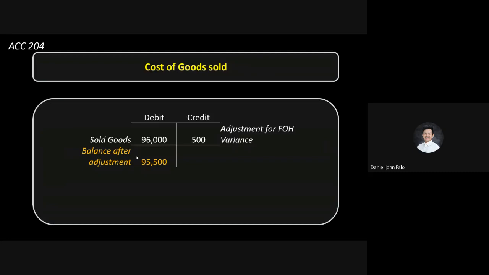The factory overhead variance is not always deducted from the cost of goods sold. It may be added. In this case, it is over-applied factory overhead, so we're going to deduct the 500 pesos. But if the factory overhead is under-applied, it means the actual is higher than the applied factory overhead, so you're going to add the factory overhead variance. But in our case, it would be deducted.